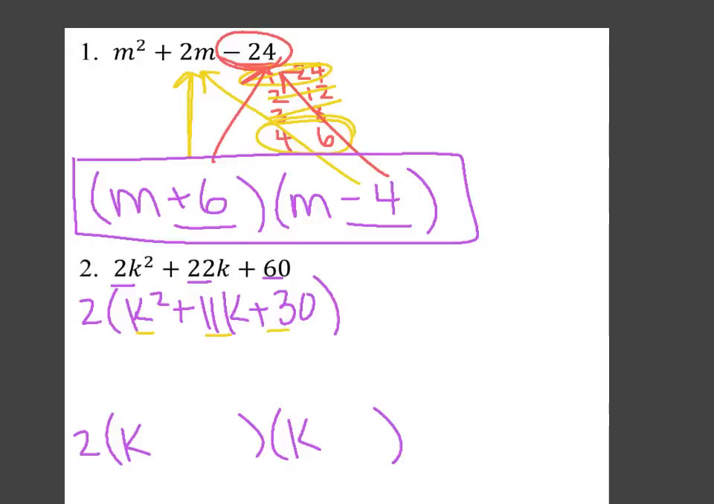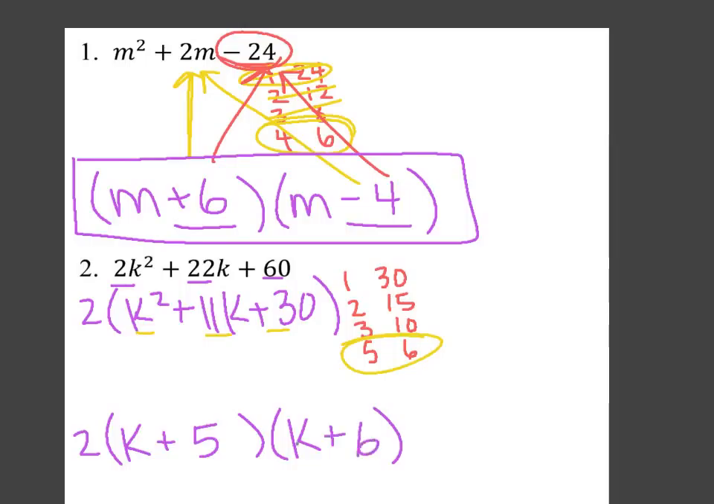How I like to do that is make a list of all the factors of 30. Well, 30 is 1 times 30, or 2 times 15, or 3 times 10, or 5 times 6. Now I have to look at these. Which pair can either add or subtract to make 11? Well, 5 and 6. If I go 5 plus 6, that makes 11. So a positive 5 plus a positive 6 will make 11.